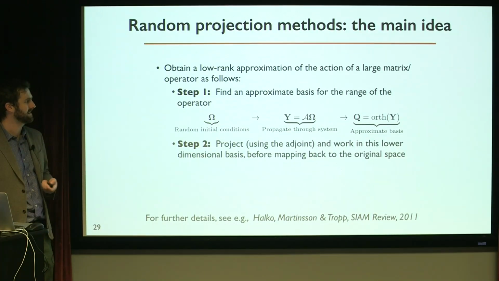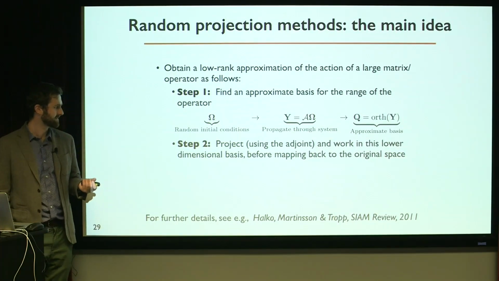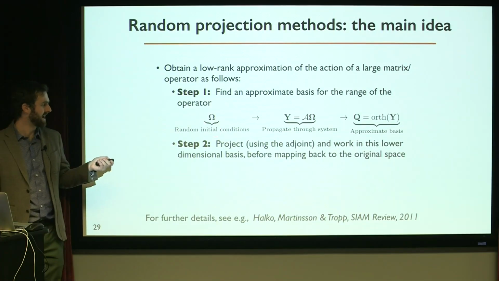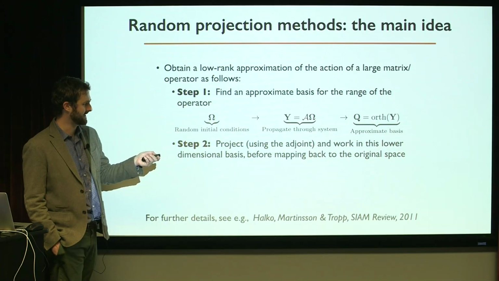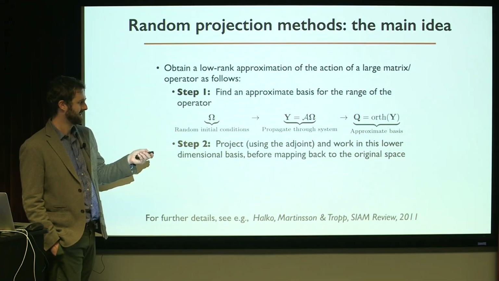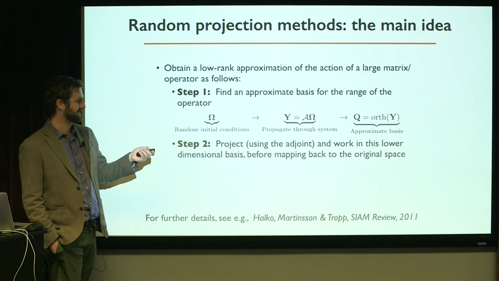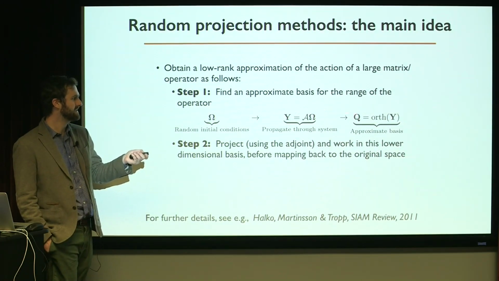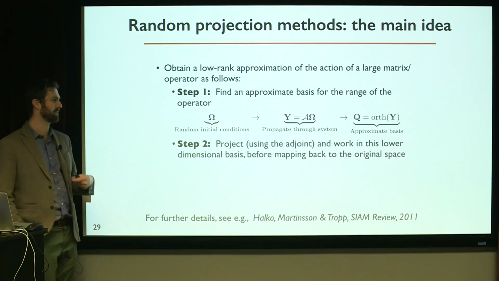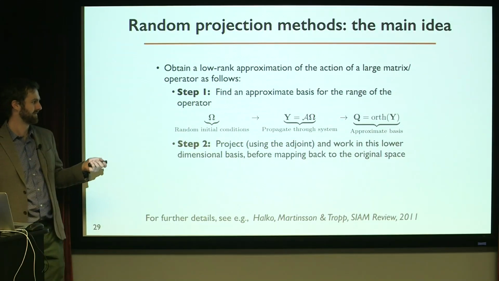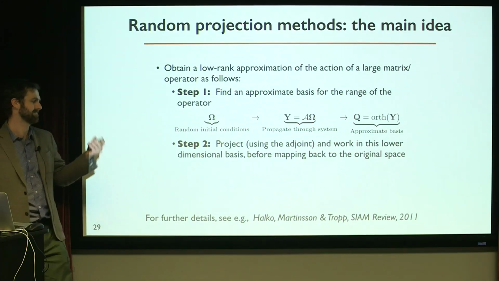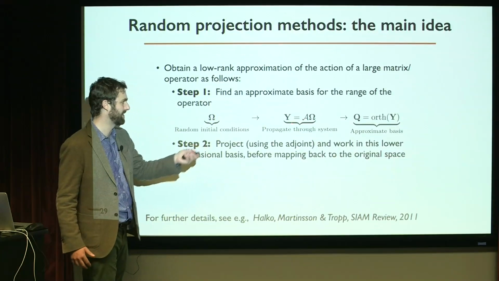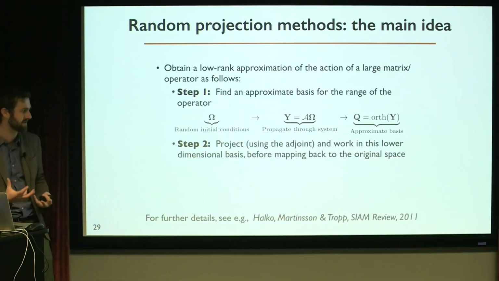So roughly speaking, the way that this works is we start with some random initial conditions, we run all of those through our system and get the answer. Then we find an orthogonal basis for all of our answers, and it turns out that that is actually a reasonably good approximation for identifying what the dominant amplification mechanisms in our operator are, or what the dominant principal components of our operator are.